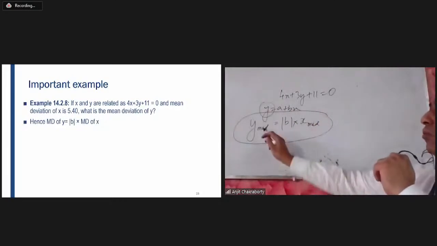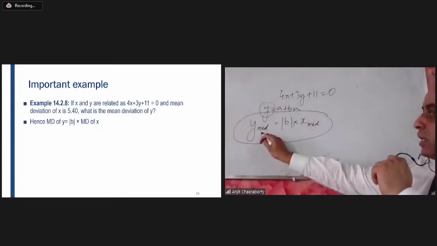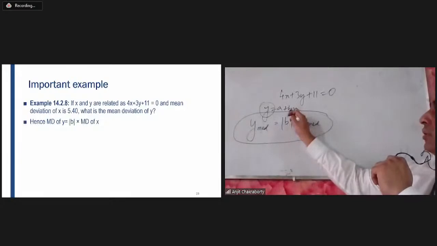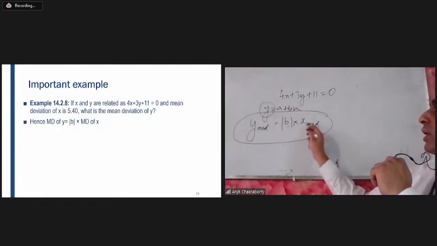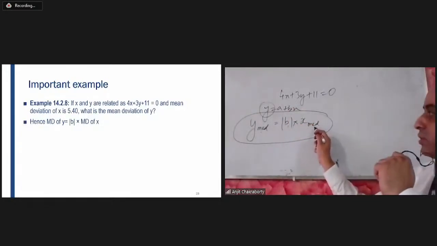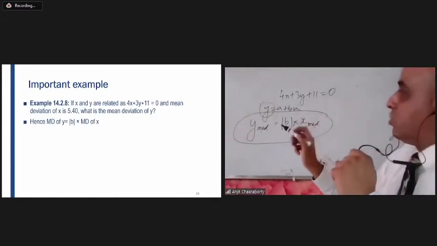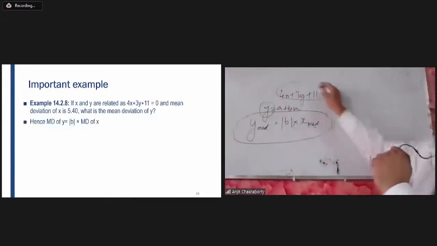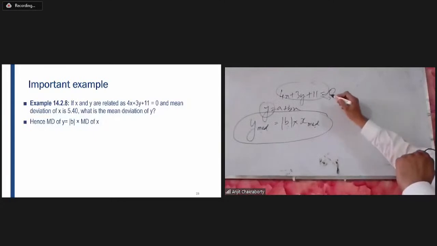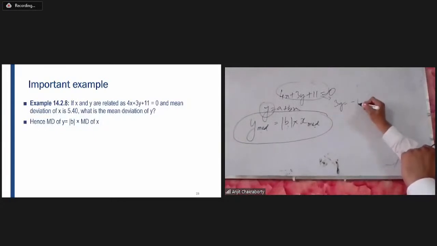Y mean deviation, you have to find out, that is equal to modulus b into X mean deviation. So now what we do is we find b from this equation, please see, I'll work it out. 3y is equal to minus 11 minus 4x. 3y I keep on the left hand side, 11 and 4x I bring on the right hand side.